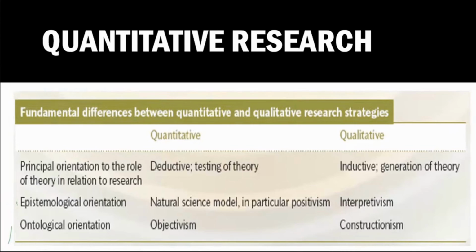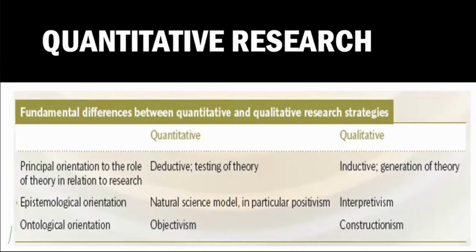And in qualitative, it is inductive. Here we are looking to generate the theory. And then the epistemological orientation is the natural science model. In particular, positivism is used in the quantitative approach, while in the qualitative approach, we have interpretivism. And then ontological orientation, as I told you, in quantitative, we have objectivism, and in qualitative, we have constructionism.